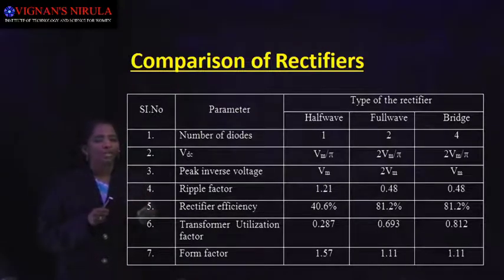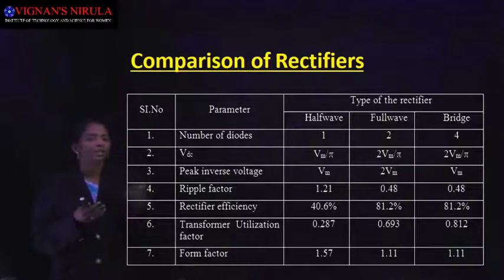If you take another parameter, that is peak factor. What is the definition of peak factor? It is the ratio of peak value to RMS value. The peak factor for a half wave rectifier is 2, and for the bridge rectifier and center-tapped rectifier it is root 2. These are the comparison of rectifiers according to different parameters.